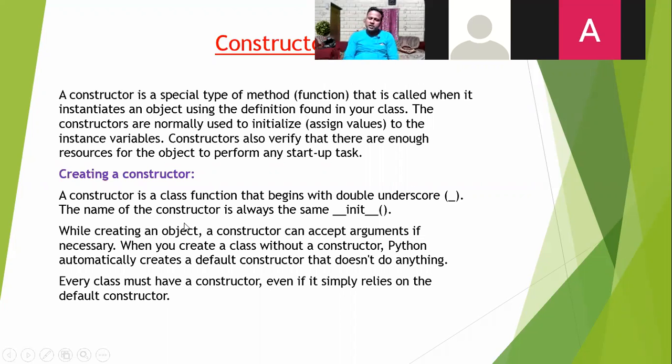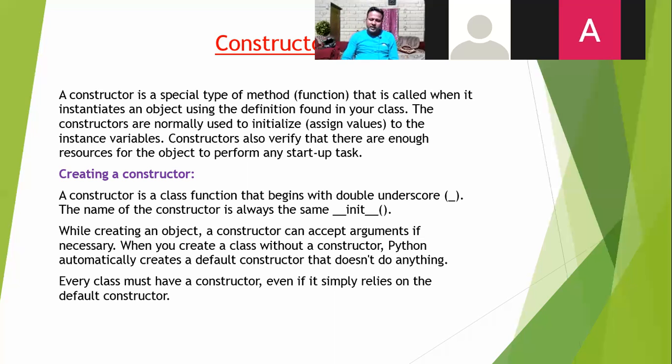As in the other OOPS programming languages, constructor name and class name is always same. But here it does not happen. In Python, if you want to define a constructor, we use the method double underscore init double underscore. This method is used for defining constructor. While creating an object, a constructor can accept arguments if necessary.